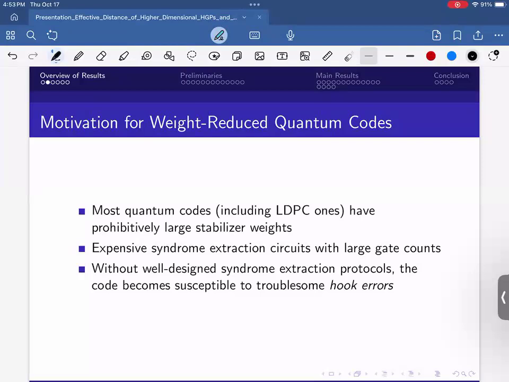Those large constants matter a lot because they result in pretty expensive syndrome extraction circuits with large gate counts. And I've talked to some experimentalists. They say that it's experimentally hard to realize checks that have weights larger than 6 at the moment. It's almost impossible for 6. People are looking at 5, 4 or below as much as possible.